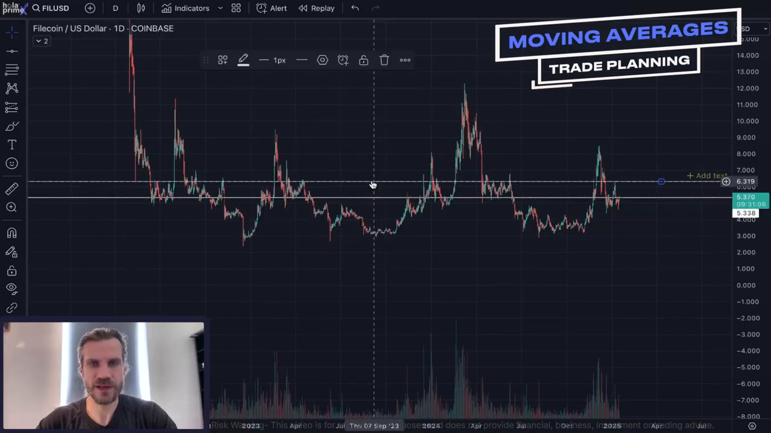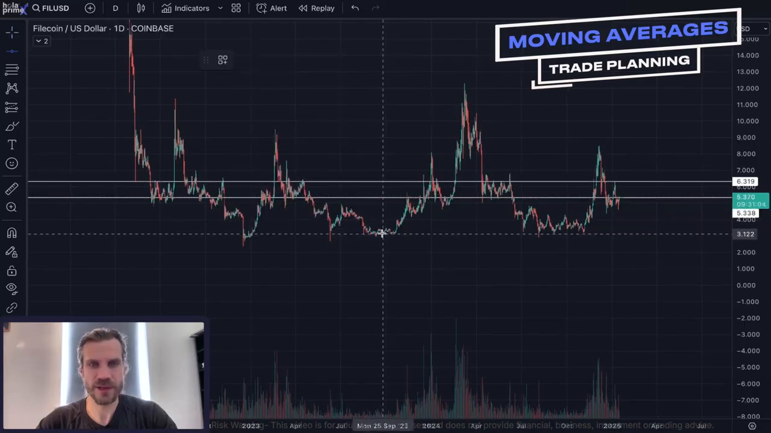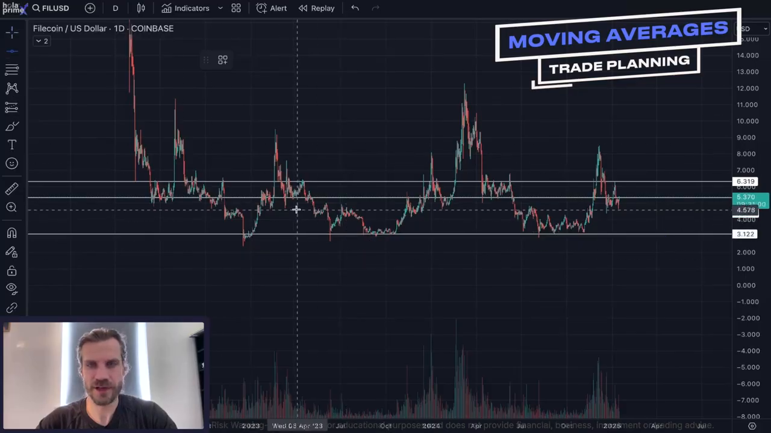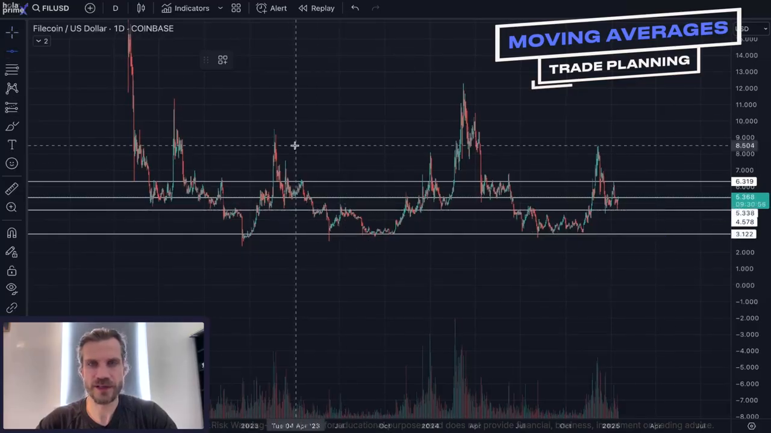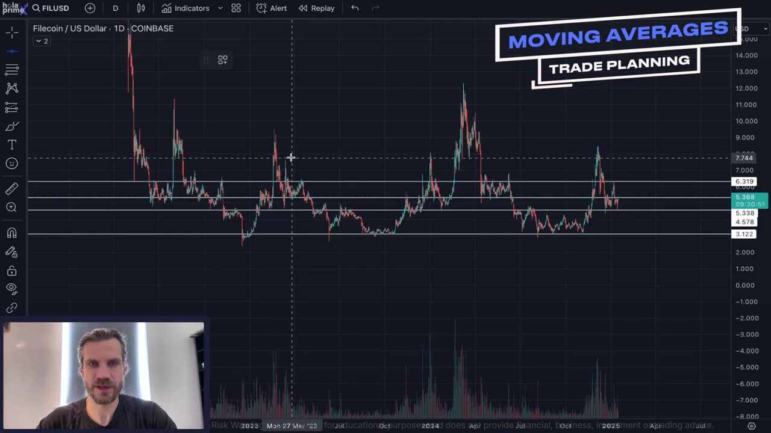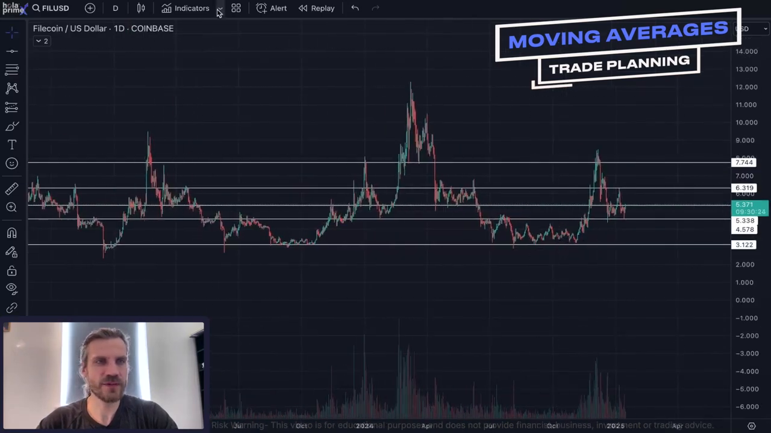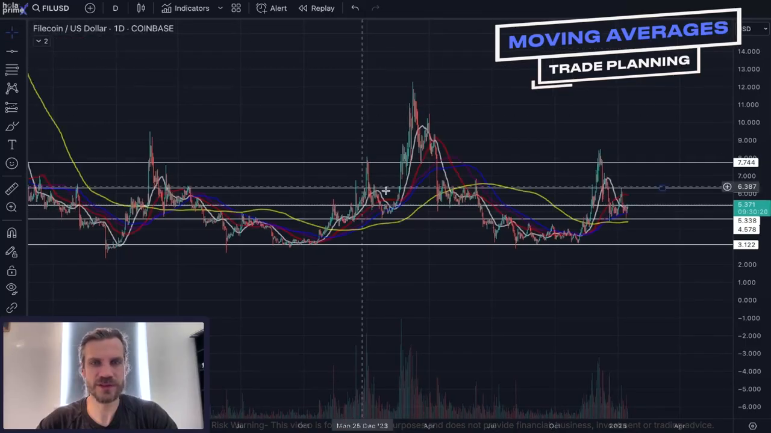Got another trend line here. Here's the bottom, essentially. Okay, and we've got another trend line here. Let's add this one as well. This is, I'm thinking, that's about it. So we've got all our key trend lines. Now let's see what the moving averages are doing. So I'm going to enable the moving averages on this chart.